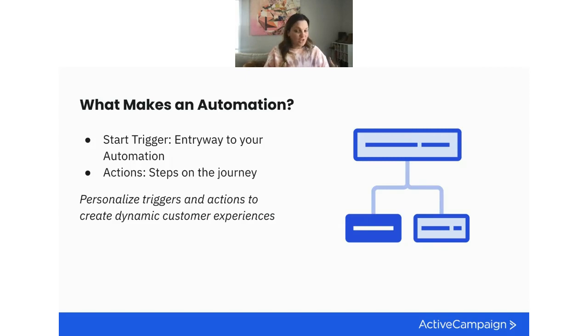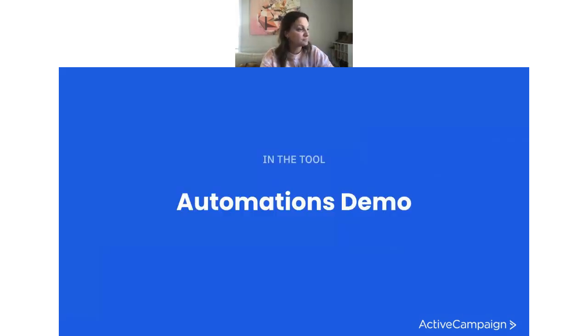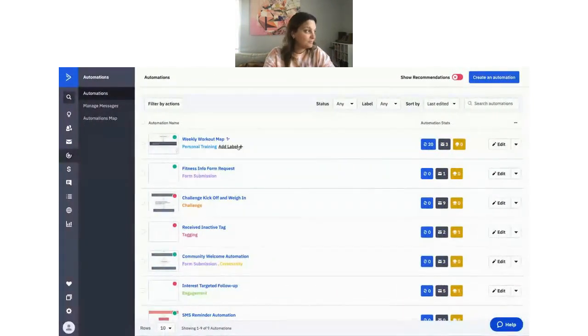Now, actions are going to be the steps and the pathways that the contact is following in that automation journey. So what are those steps that your contact is taking? Are they getting emails? Are they getting texts? Are they getting subscribed to a list or a tag that is added? There's so many different actions. We're going to take a look at them here in just a second. Let's go ahead and talk about that right now.